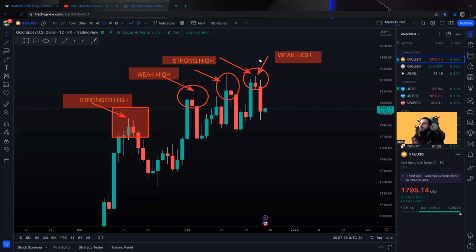Okay. Now, since you understand that now, let's talk about the lows, for example. Okay. Now, looking at the lows here, ladies and gentlemen, what do you see?